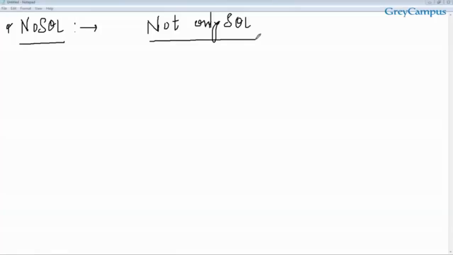The moment people heard the name NoSQL, what they infer out of it is that we are not going to use any SQL, which is not the scenario. The scenario is not only SQL. We will definitely be using SQL, but we'll be using something apart from that as well. So that's what the name NoSQL suggests. Now, this is a new breed of technologies coming in, NoSQL databases.